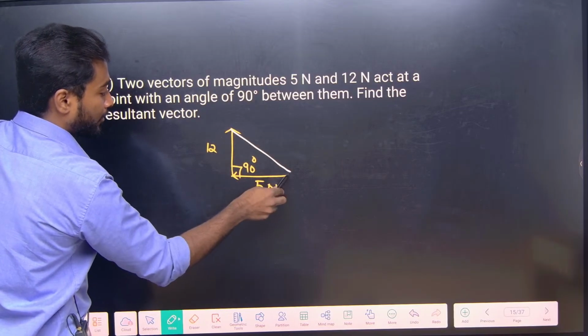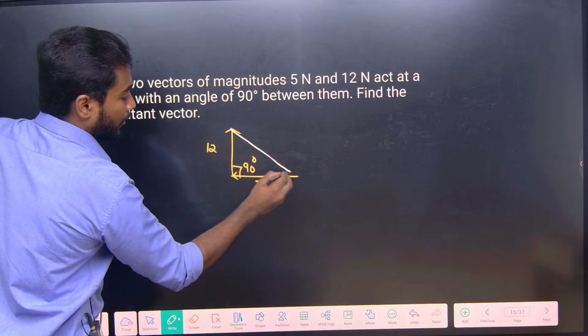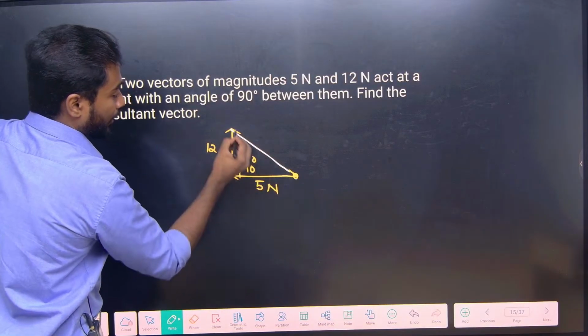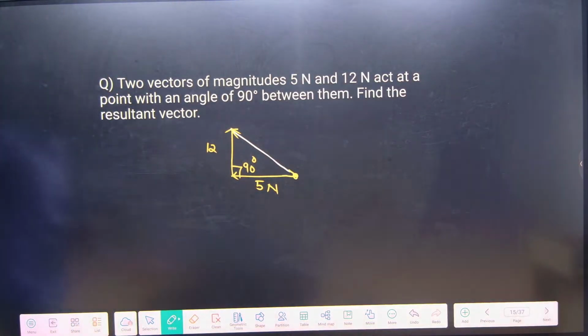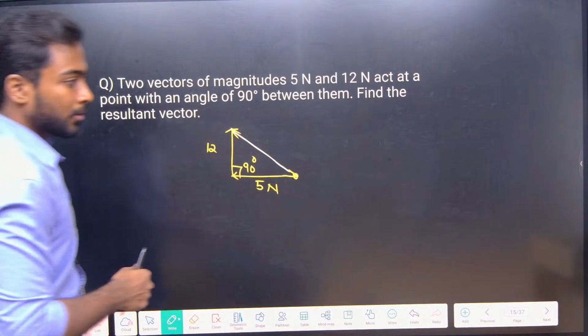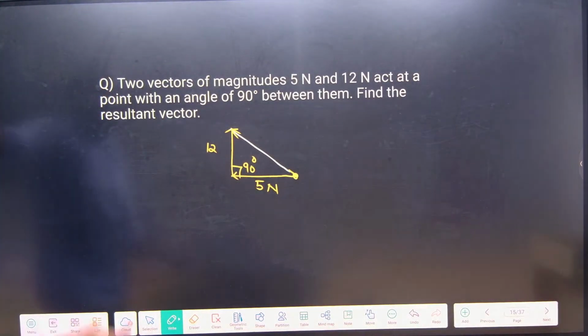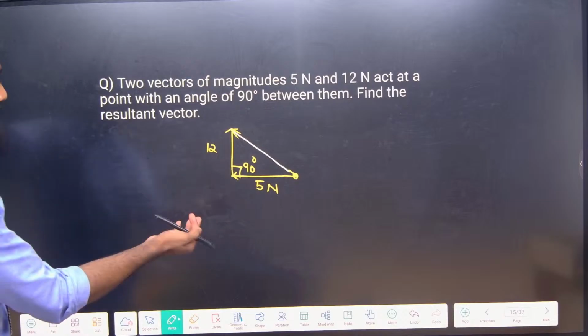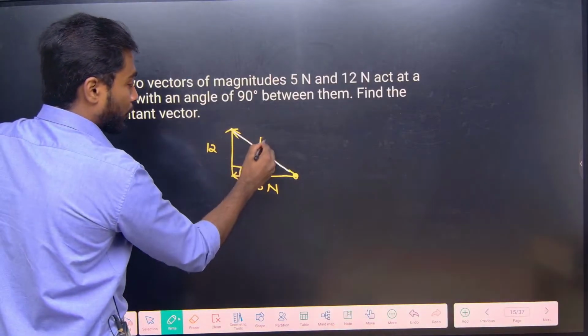Resultant will be like this. It will start from the tail of the first vector and end at the head of the second vector. Okay, so fine. So find the resultant vector. Find the resultant vector, in the sense, similar, no?